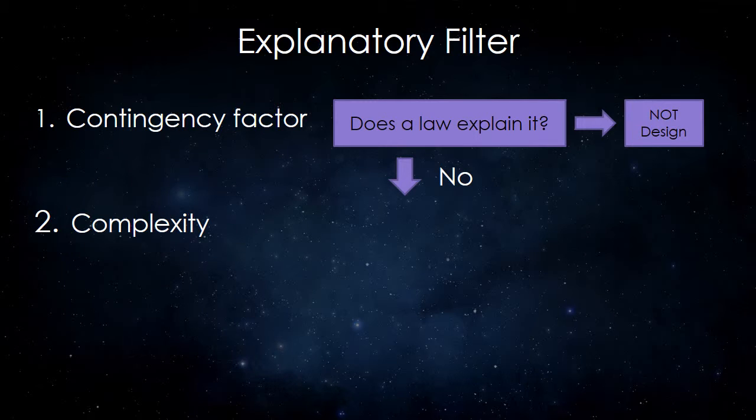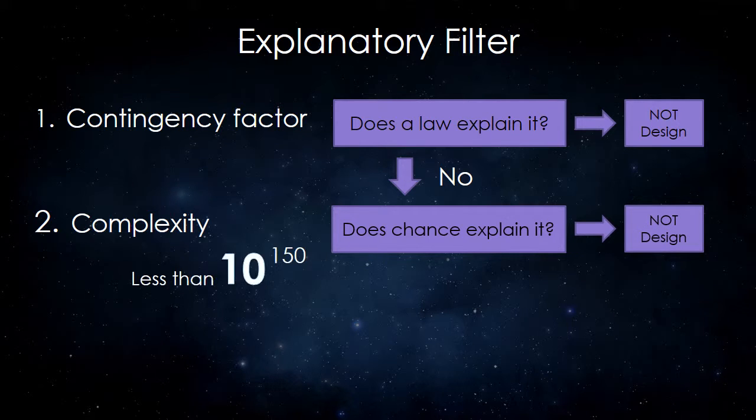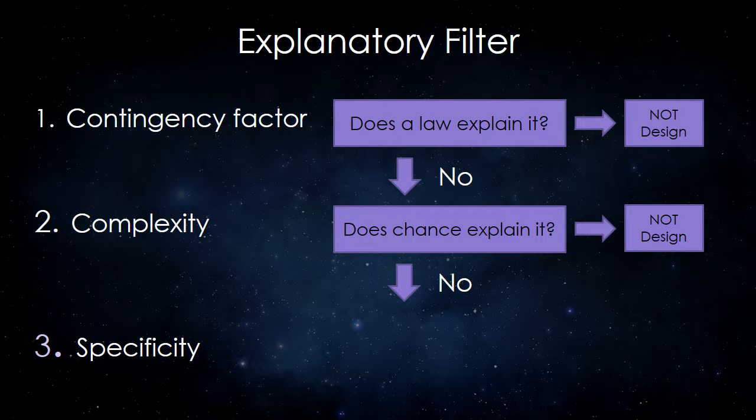The second criterion has to do with complexity and asks whether its existence could be explained by chance. If it is simple enough that it could be explained by chance, then we would not infer design. But if the probability of something this complex occurring by chance is less than 10 to the 150th power, then we move on to the third criterion. The third criterion is specificity.